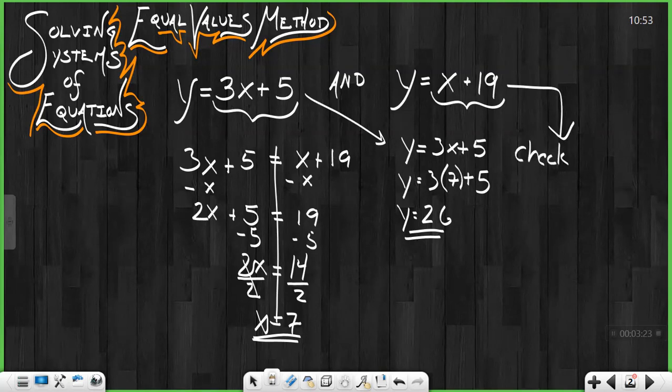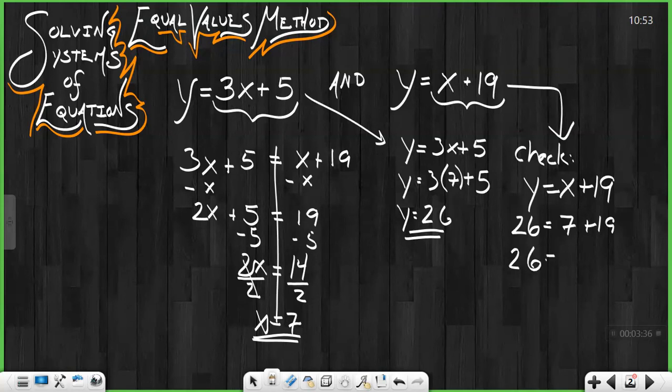As I do my check step, I want to make sure that it works in this equation as well. So I said y equals x plus 19 is my second equation. I said y was 26. I said x was 7. And I double check. Indeed, 26 does equal 26, which works. Therefore, my answer is correct.